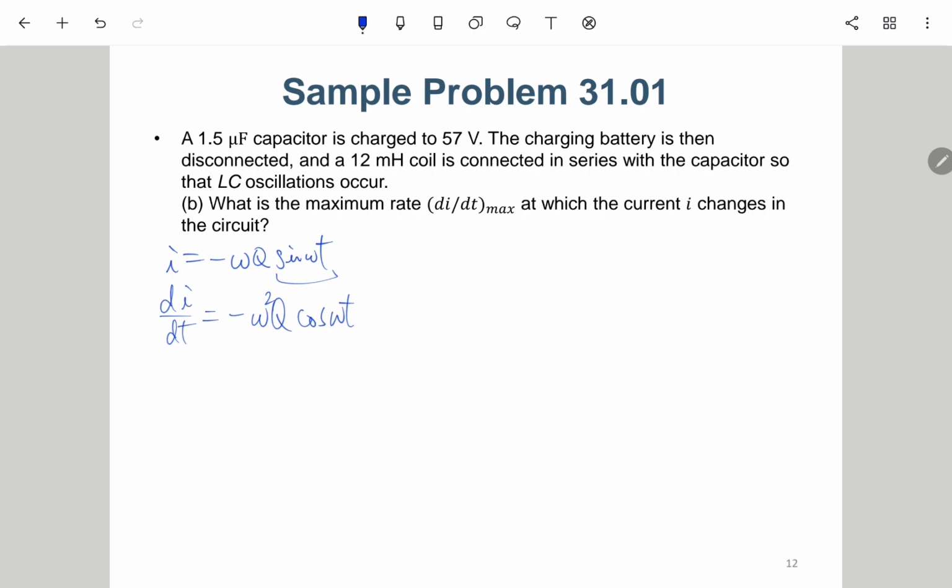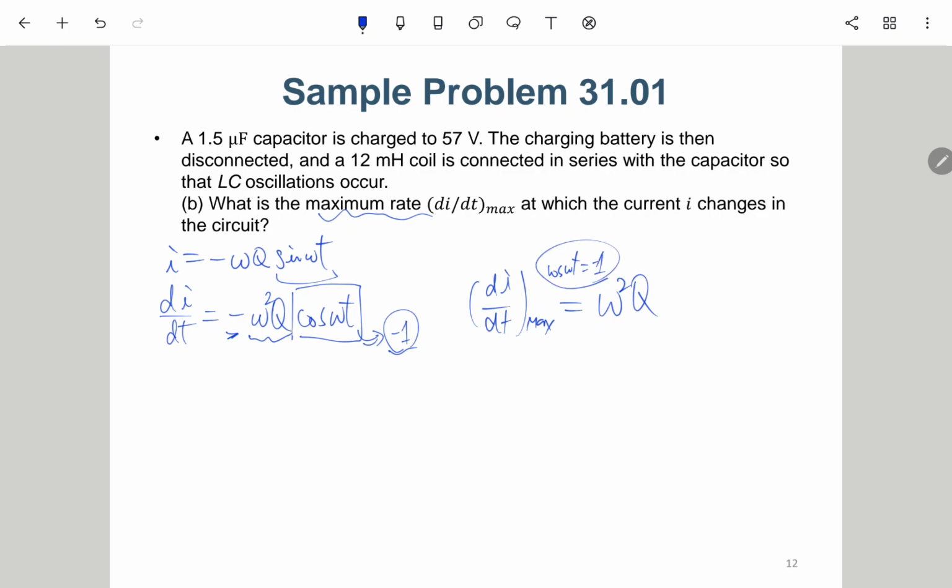Okay, so it asks you what is the maximum rate. This is a constant, so in order to make it the maximum, we can try to make this cosine of omega t to be -1, because we have a negative sign in the front. So making this cosine -1, this whole thing, dI/dt max, will become omega square Q. It becomes maximized when cosine of omega t equals -1.